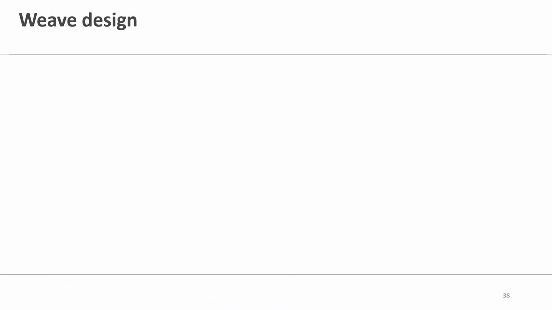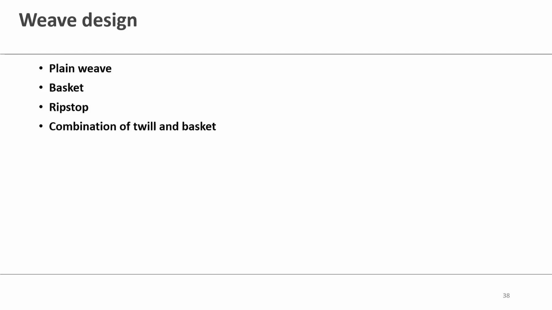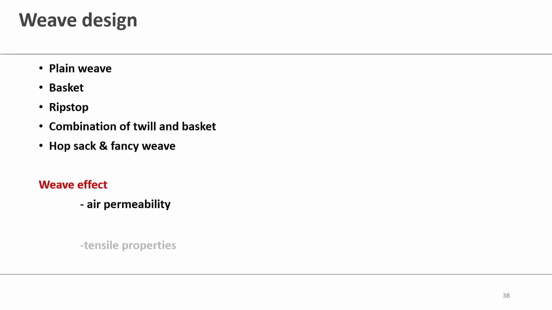So, different types of material and weave designs we can use: the basket weave, plain weave, ripstop, a combination of twill and basket. Different types of weave structure we can use, hopsack or fancy weaves are used. And the weave effect: if we change the weave, the air permeability is affected, as are tensile properties, biaxial properties, and physical bulk. These are the different effects of weave. We can use different weaves.